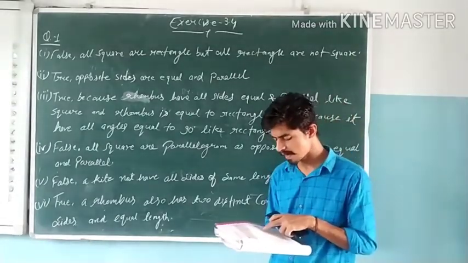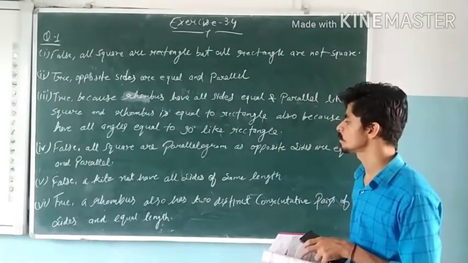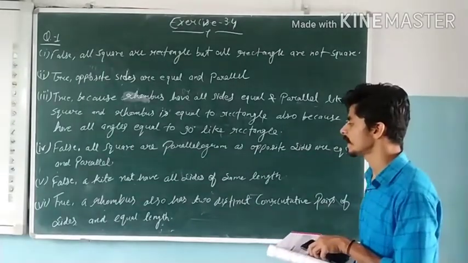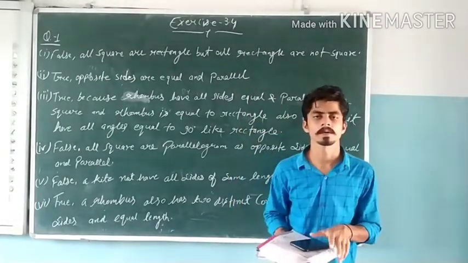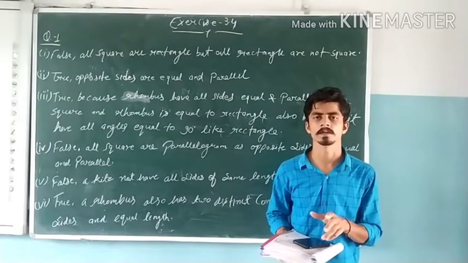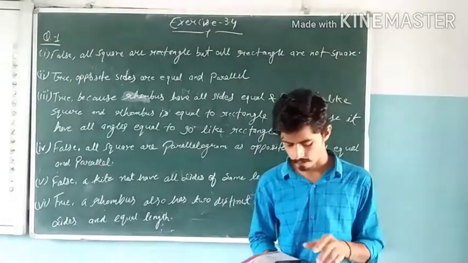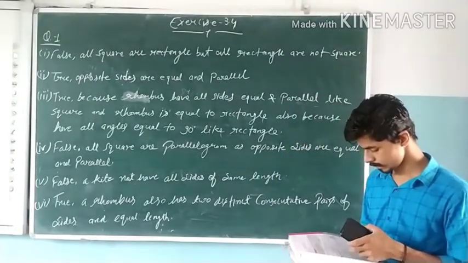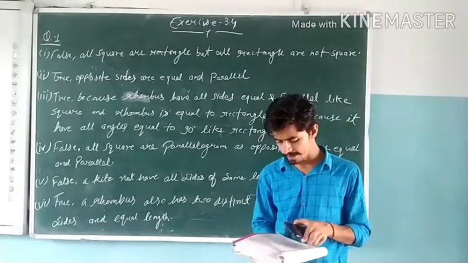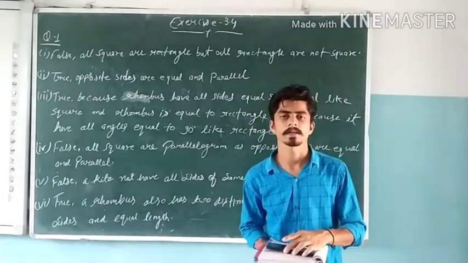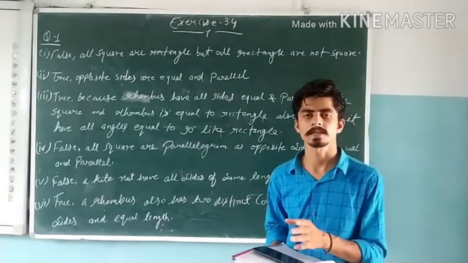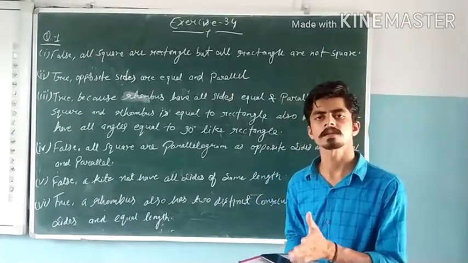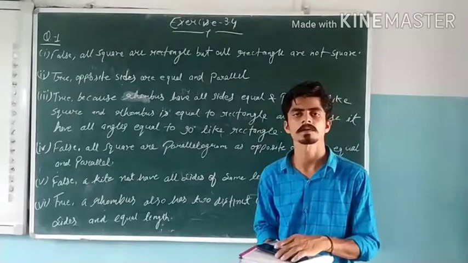Next one, all rhombuses are kites. True, because a rhombus also has 2 distinct consecutive pairs of sides of equal length. In a rhombus all the sides are equal, that means consecutive sides also will be equal. In a kite, distinct consecutive pairs of sides are equal. So in a rhombus all the sides are equal, that means consecutive sides also will be equal. In this way a rhombus is a kite.